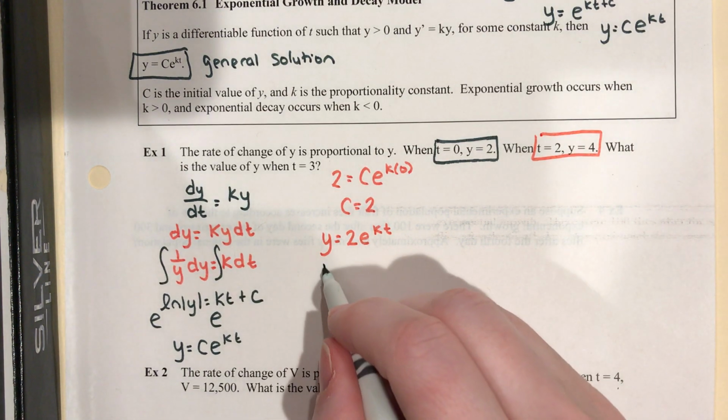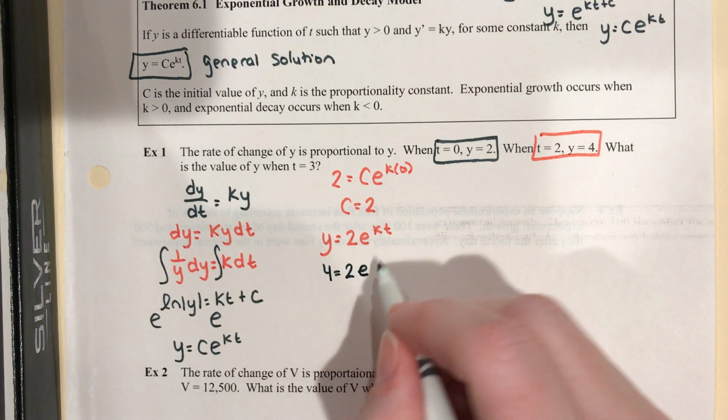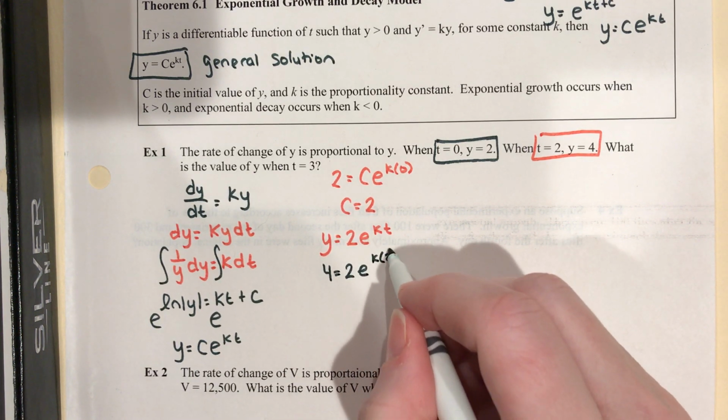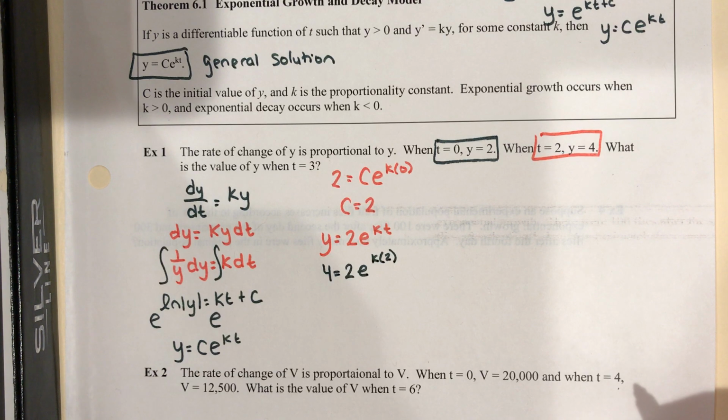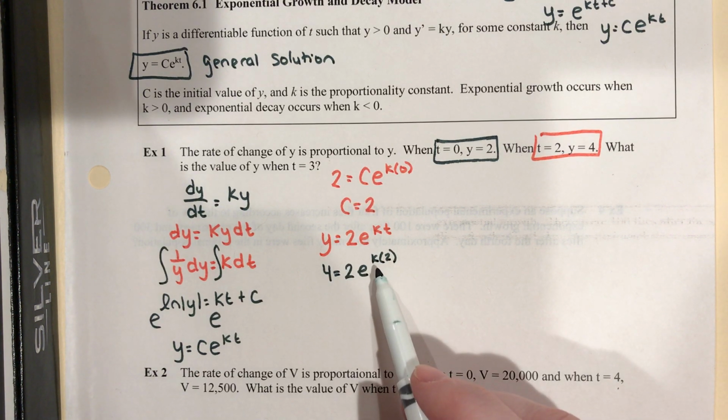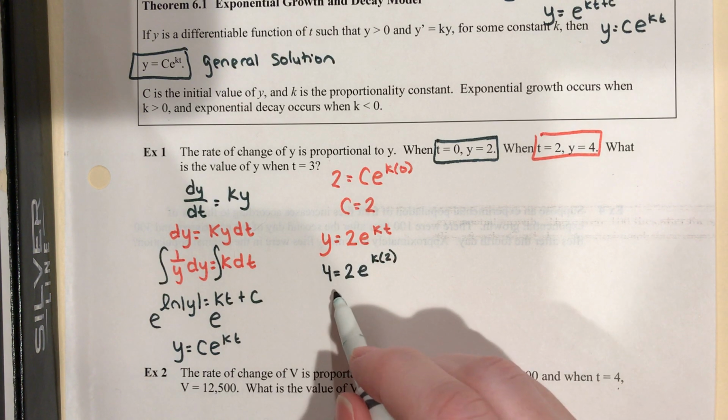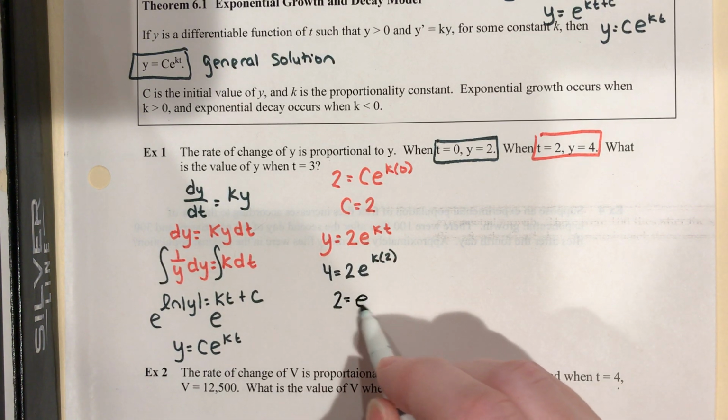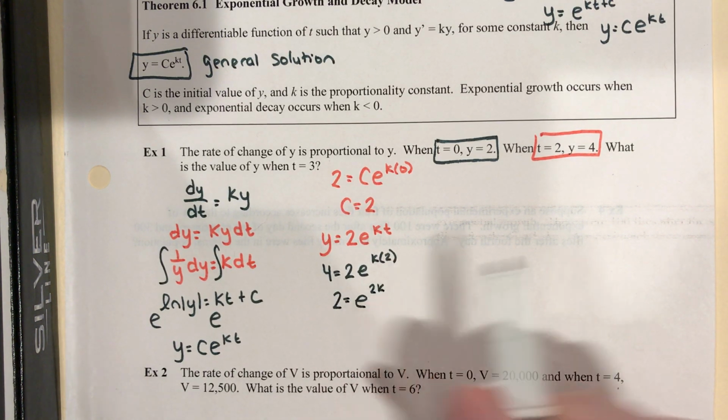I'm going to plug 4 in for y and 2 in for t. So actually now I can solve for k. That's the only variable left that I don't know. So I'm going to divide by the 2. That gives me 2 equals e to the 2k.